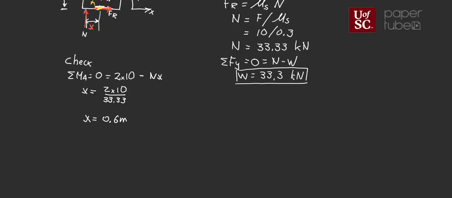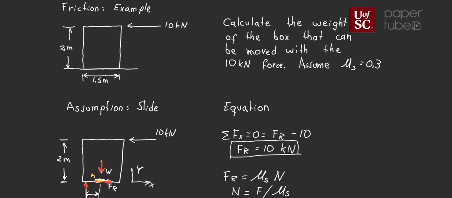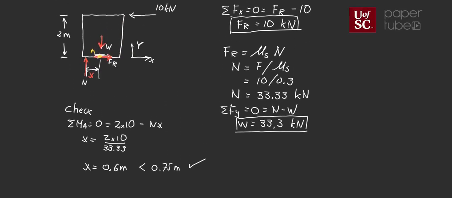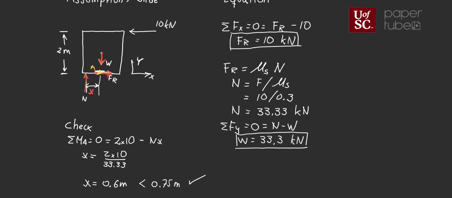Okay, 0.6 meters. How do I check this? Well, let's look at the top diagram. The width of that box is 1.5 meters, which means that half of it is 0.75 meters. So since this is 0.6 meters, is less than 0.75 meters, let's check. We're good. That means that the weight really is 33.3 kilonewtons. If the X had given me, let's say, 1 meter, that means that that normal force was outside the box, which is not physically possible. And then I have to change my assumption from sliding to tipping and redo the problem.